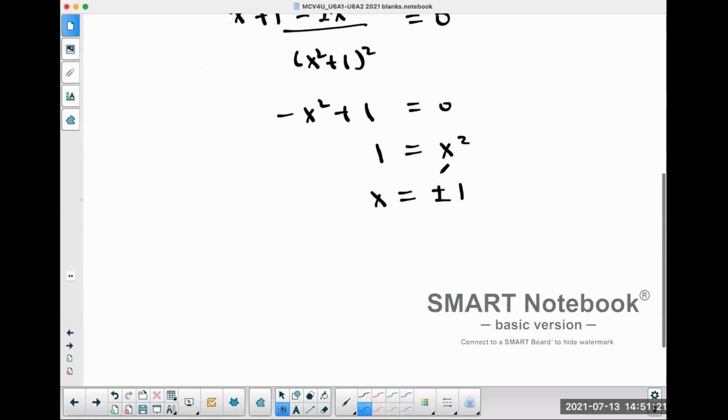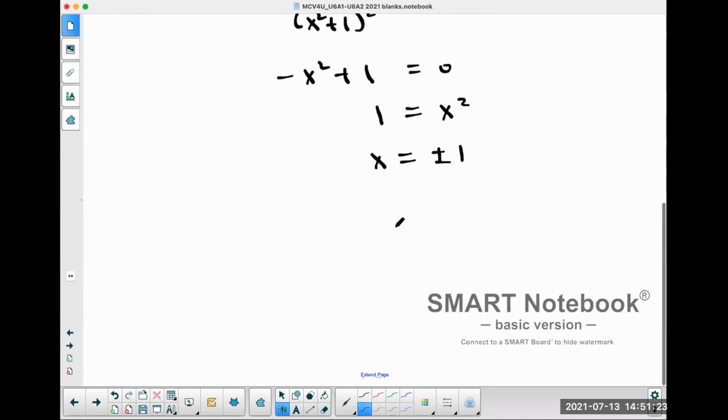Okay, so we got the 2 critical numbers. Now, anytime you have a rational function, which is what we have in this case, there's one thing you have to be careful about.